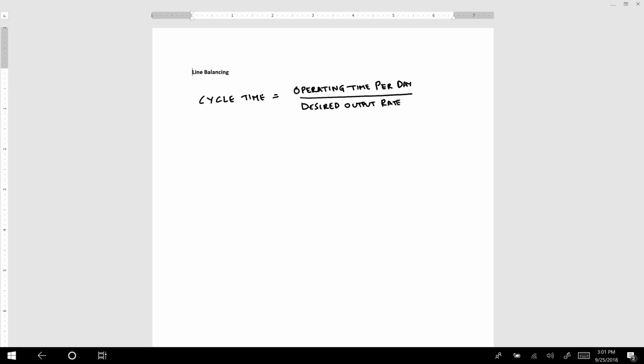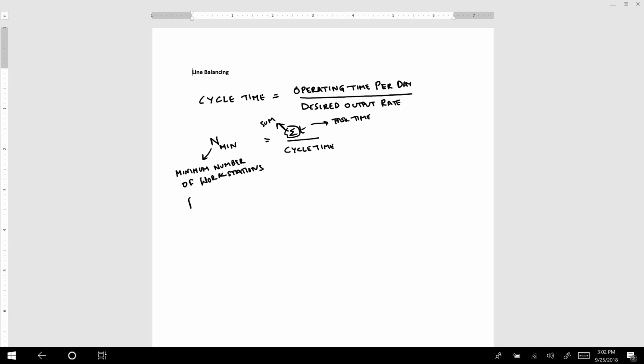And then the second formula is n minimum. So this is the minimum number of workstations. So that's given by the sum of all the times for each of the tasks divided by cycle time. So this is T, the task time, and this is sum of all. So this is sum.